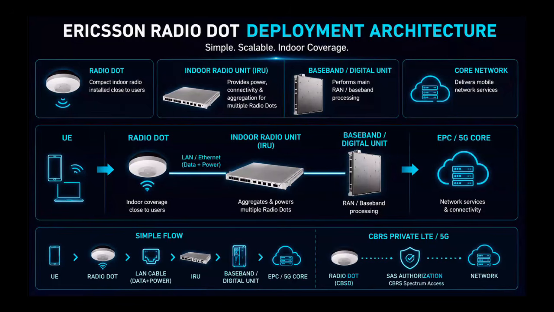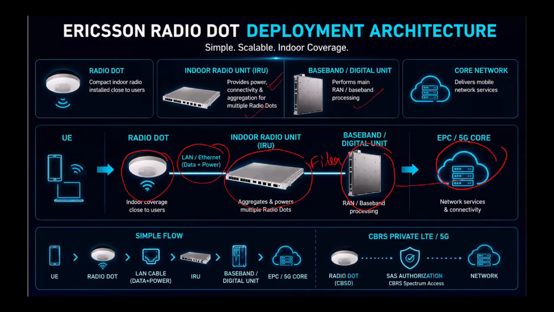Radio Dot is a compact indoor radio installed close to the users, typically on the ceiling. It connects to the IRU, which is the indoor radio unit, with the help of a LAN cable. So what's the function of the IRU? The IRU provides power, connectivity, and aggregation of multiple radio nodes. From the IRU, we connect to the digital or baseband unit with the help of fiber. And what's the function of baseband? It performs baseband processing and connects towards the mobile core, right?